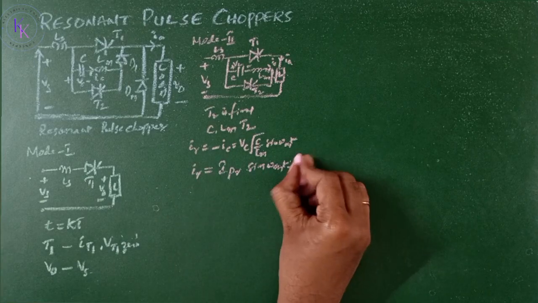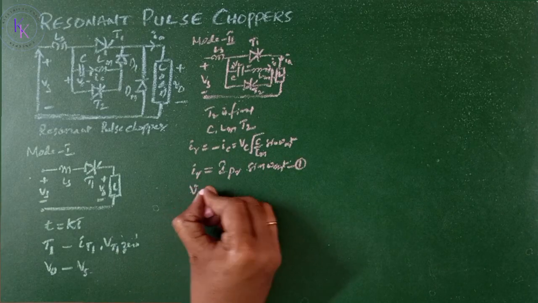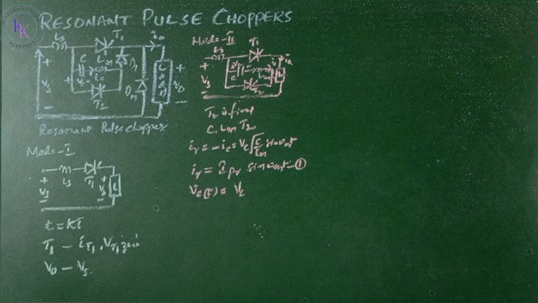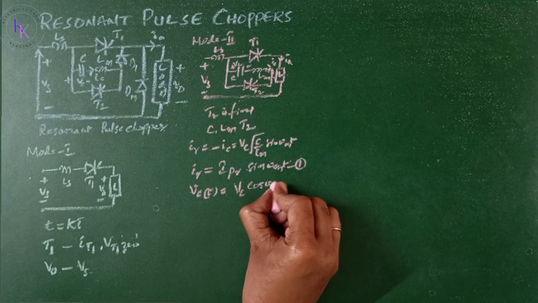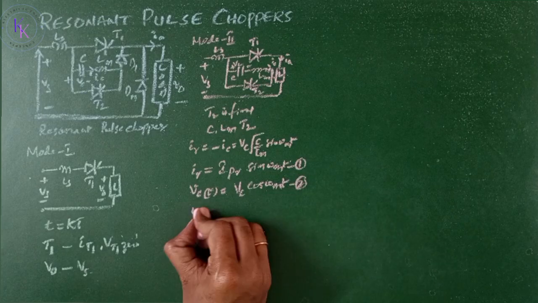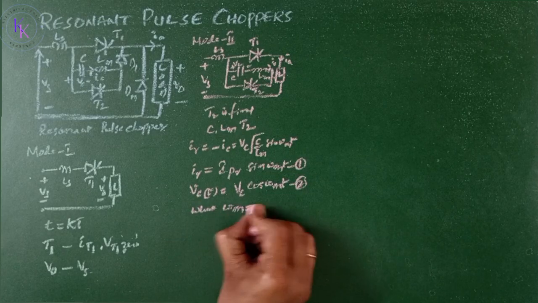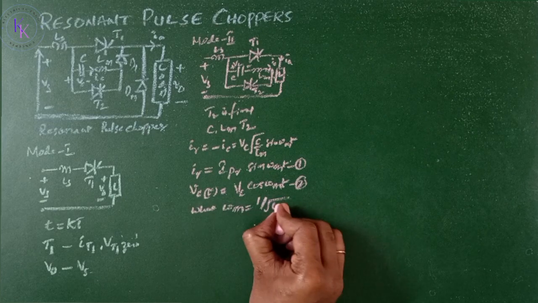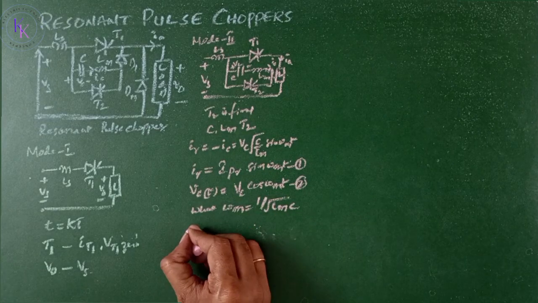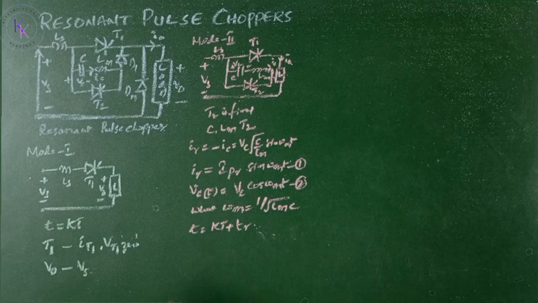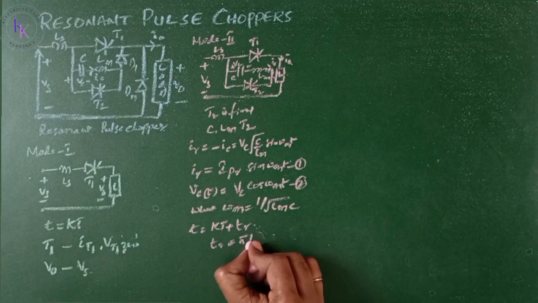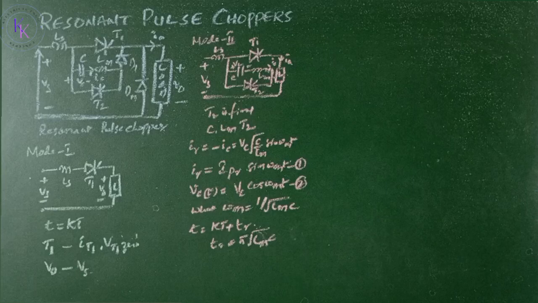Let this be equation number 1. And the capacitor voltage Vc at t is given by Vc cos omega mt. That is equation number 2, where omega m equals 1 by square root of LmC. So after time t equals kT plus tr, where tr equals pi root LmC, the capacitor voltage is reversed to minus Vc. However, the resonant oscillations continue through diode D1 and thyristor T1.